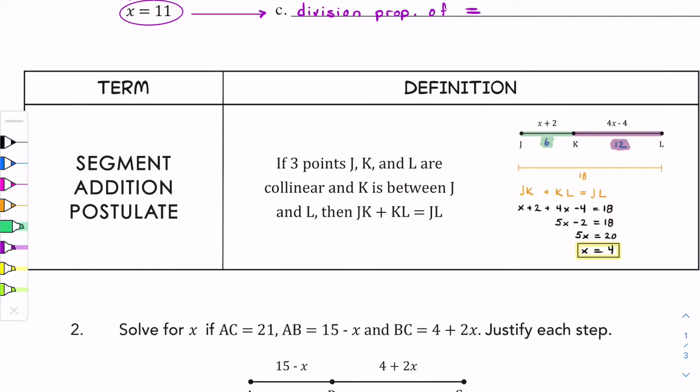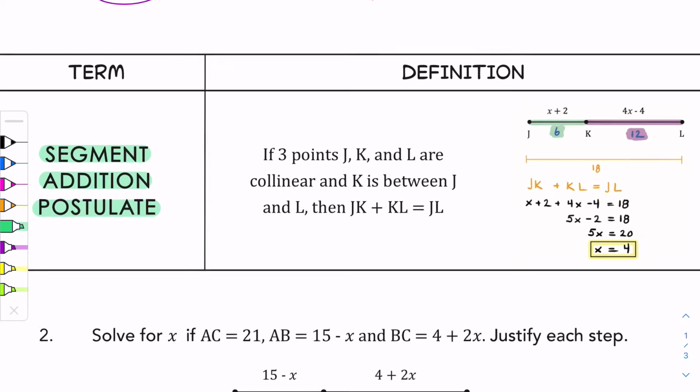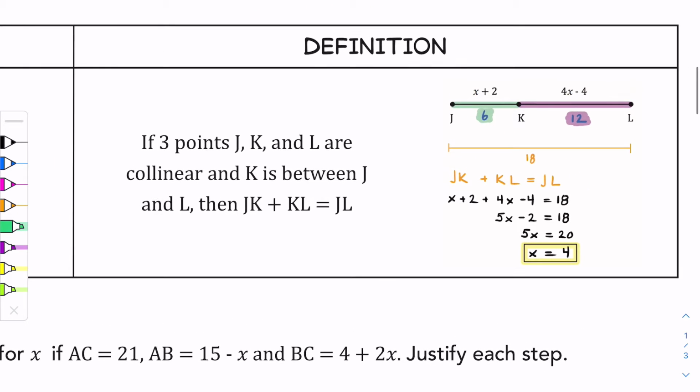Next, we're going to add a previous definition we learned about, which was the segment addition postulate. We learned about this back in Unit 1. And the segment addition postulate says if you're adding segments together, they are equal to the total segment length. So using this example that I have done out for you, it says if 3 points, J, K, and L, are collinear, and K is between J and L, then JK plus KL is equal to JL.